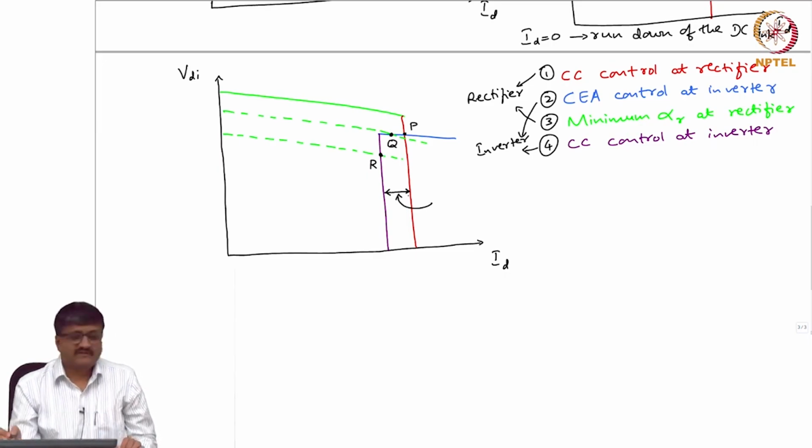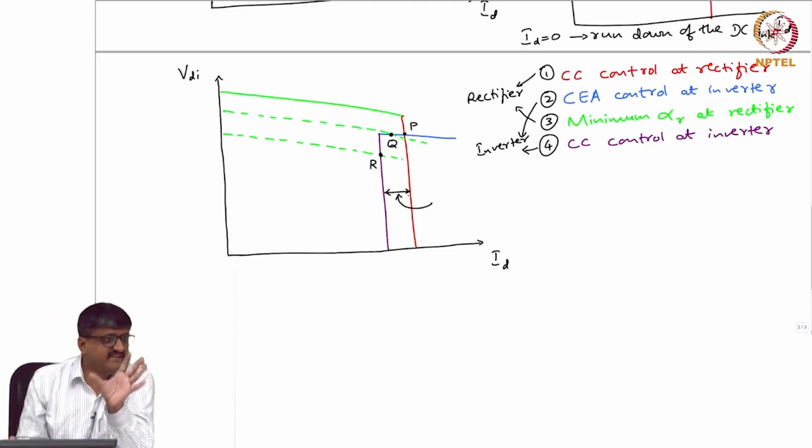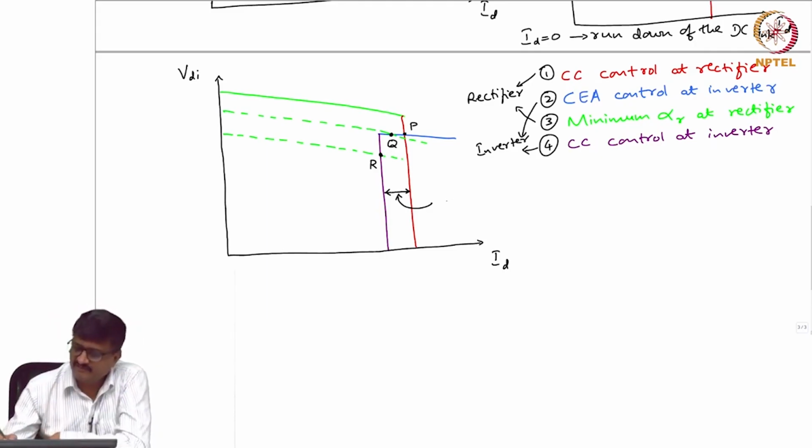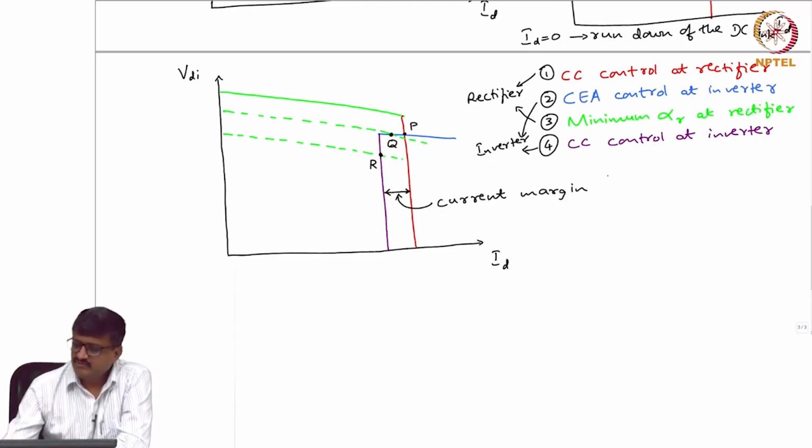The desired value of current at the inverter is less than the desired value of current at the rectifier. The difference is called current margin. This current margin is typically 10% of rated current.